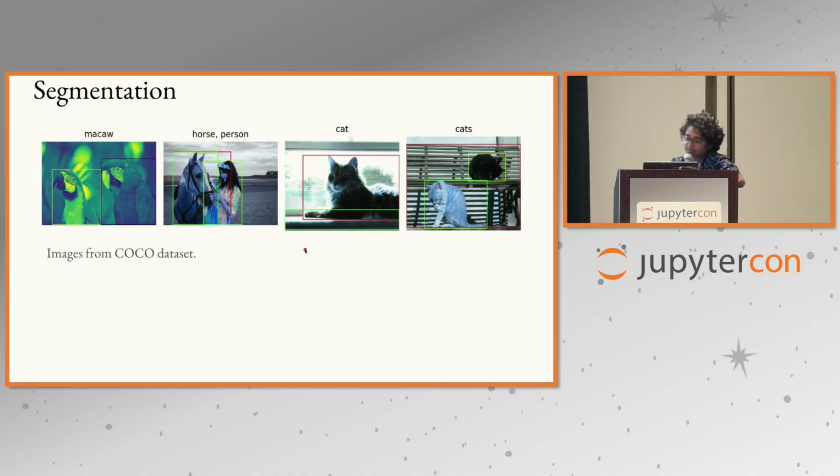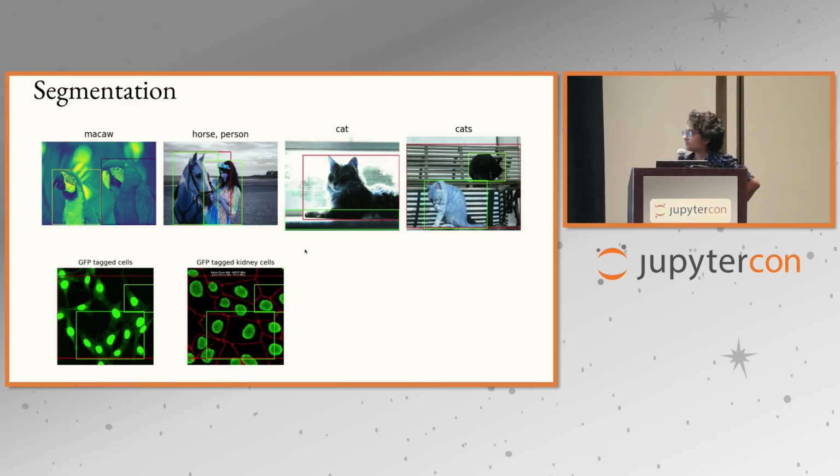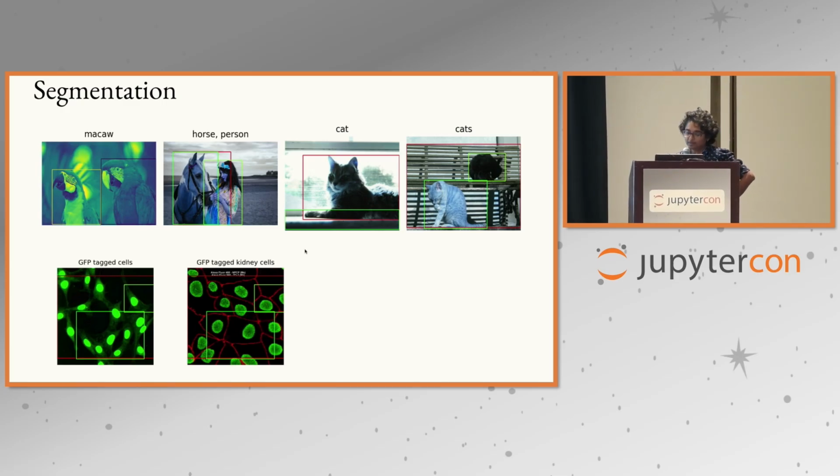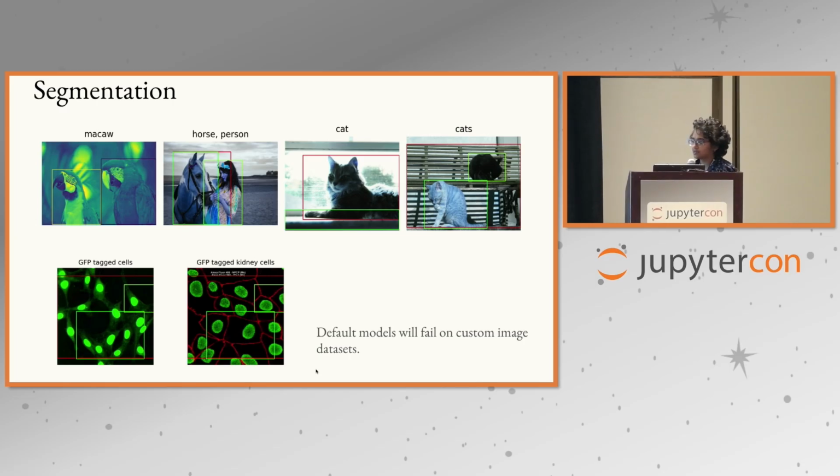So yeah, it's easy. But Tony and I live in the world of biological images. So what happens if we just take some of the images we are used to and put them through this pipeline? These are examples of GFP tagged cells that I just picked from the internet, and clearly the model is failing. So that is the first thing I want to pass on here, that default models will definitely fail on custom image data sets. So depending on your problem, depending on your imaging data set, you will have to tune these models.